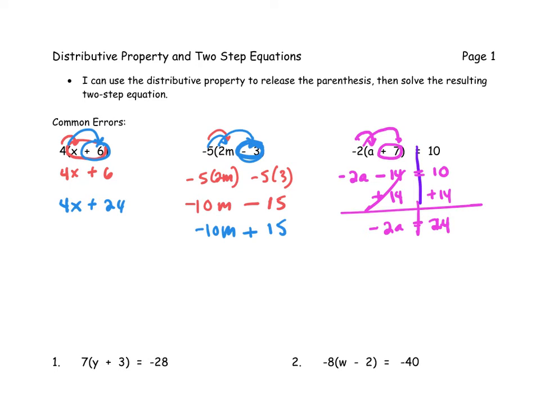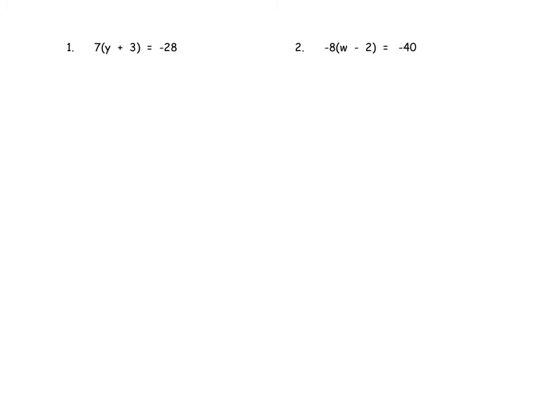And now I'm going to divide by negative 2 on both sides. This would cancel, leaving a equals, and if you recall, a positive divided by a negative would be a negative, so it's negative 12, which is the same answer we just had a few minutes ago. So now let's move forward.